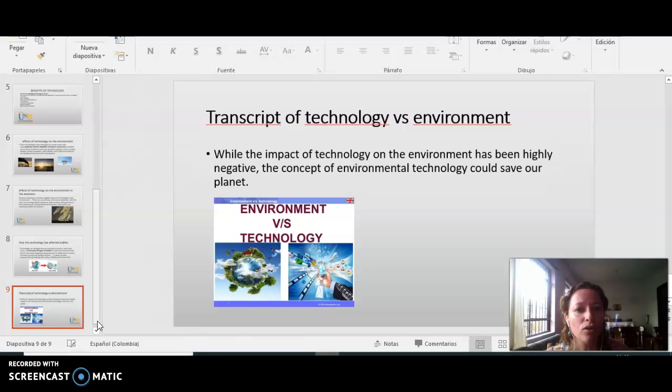Trends: technology versus environment. The impact of technology on the environment has been highly negative. The concept of environmental technology can help console our planet.